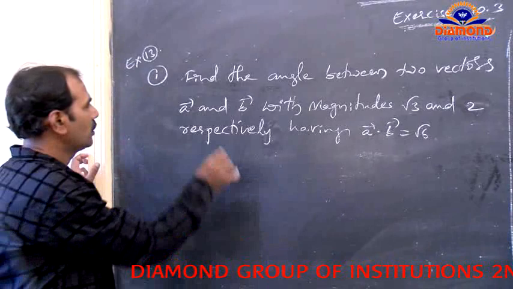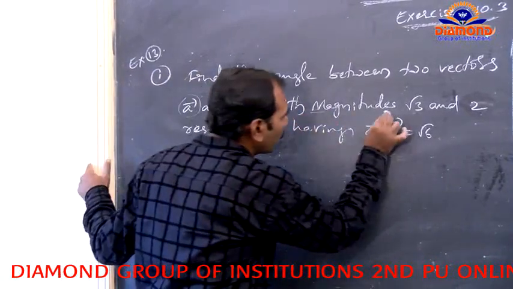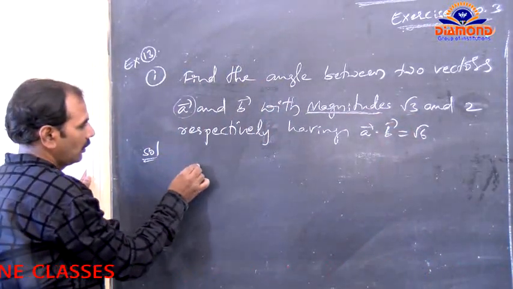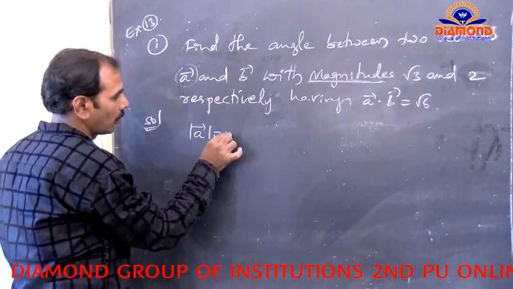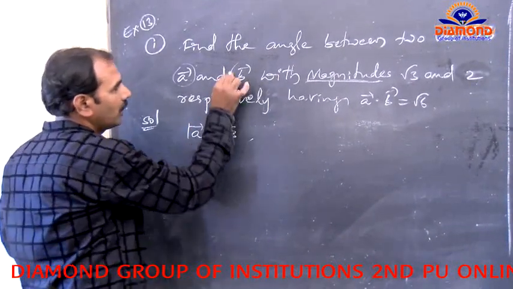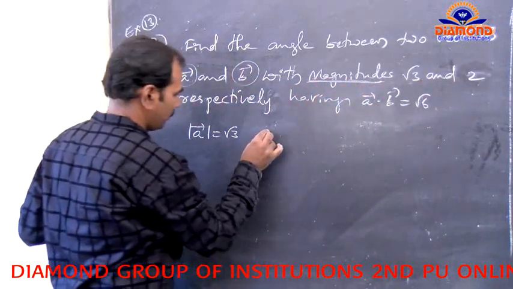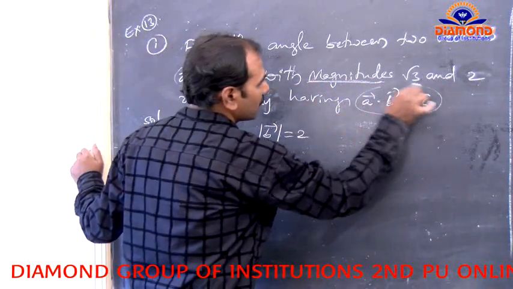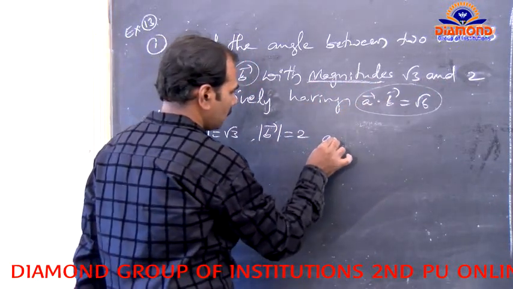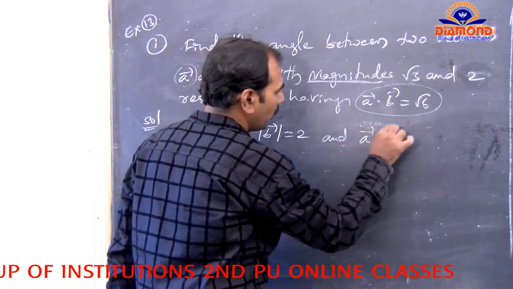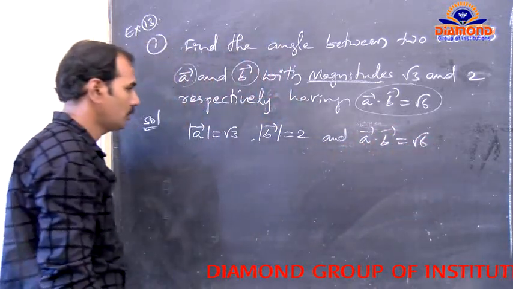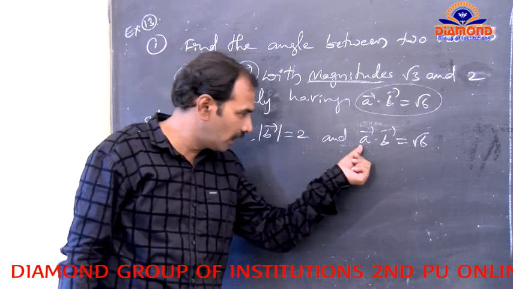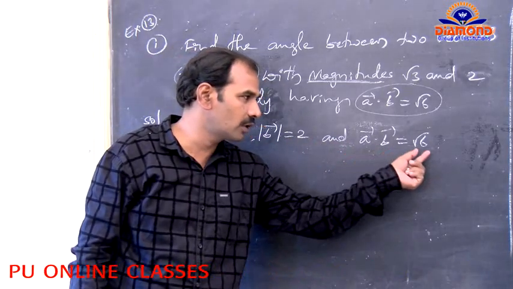In this question, solution. A vector magnitude is √3. B vector magnitude is 2, means magnitude of B equal to 2. We know this condition, scalar product means A vector dot B vector equal to √6. So magnitude of A we know, magnitude of B also given here. A vector dot B, the scalar product, is also given here.